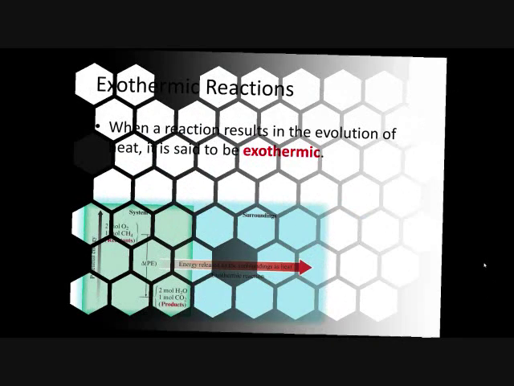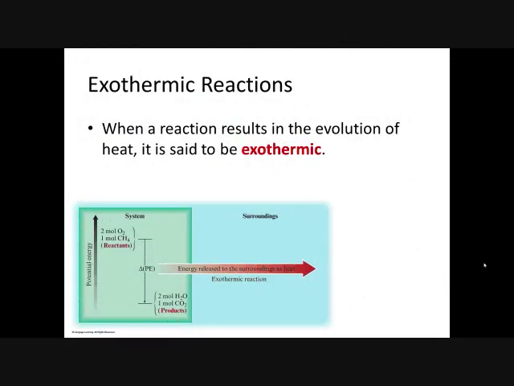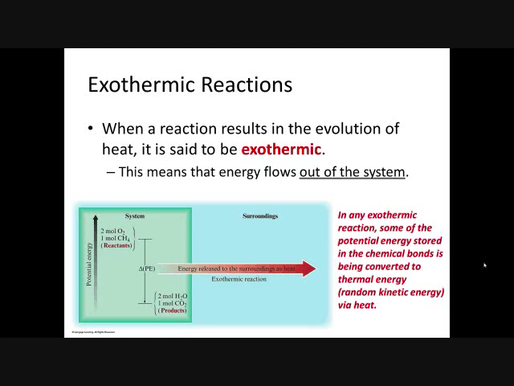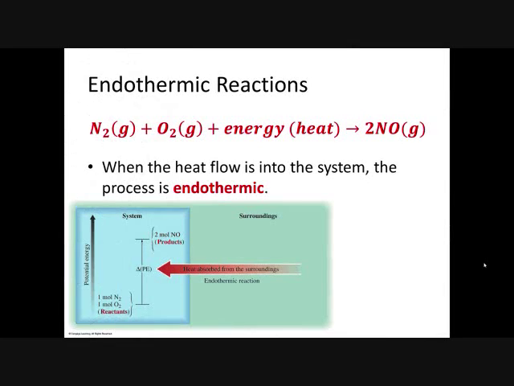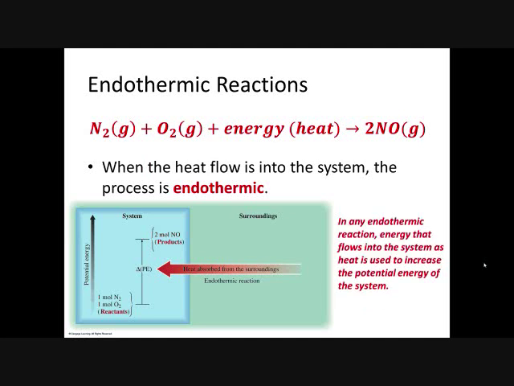For more information about this, you can refer back to chapter 6, but remember that a reaction is called exothermic when it loses heat or the energy flows out of the system. So the energy is given to the surroundings. In any exothermic reaction, some of the potential energy stored in the chemical bonds is converted to thermal energy, which would be random kinetic energy via the heat. And an endothermic reaction is when heat is flowing into the system or it's absorbed from the surroundings.